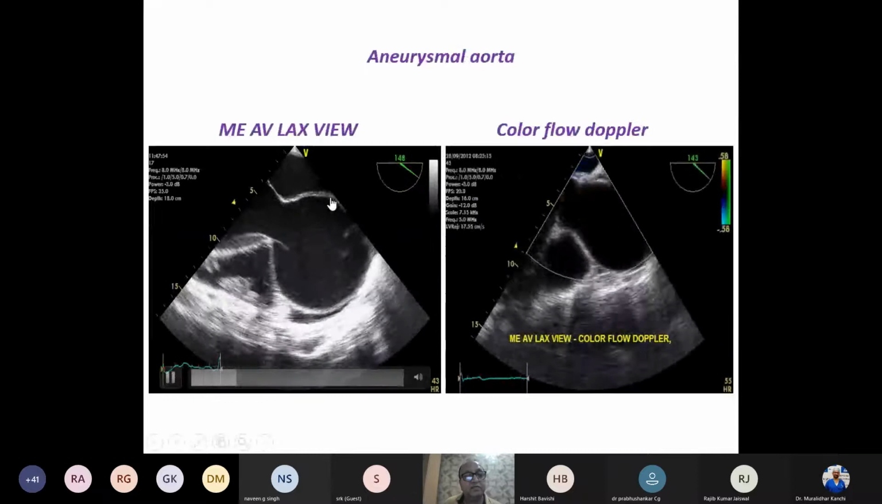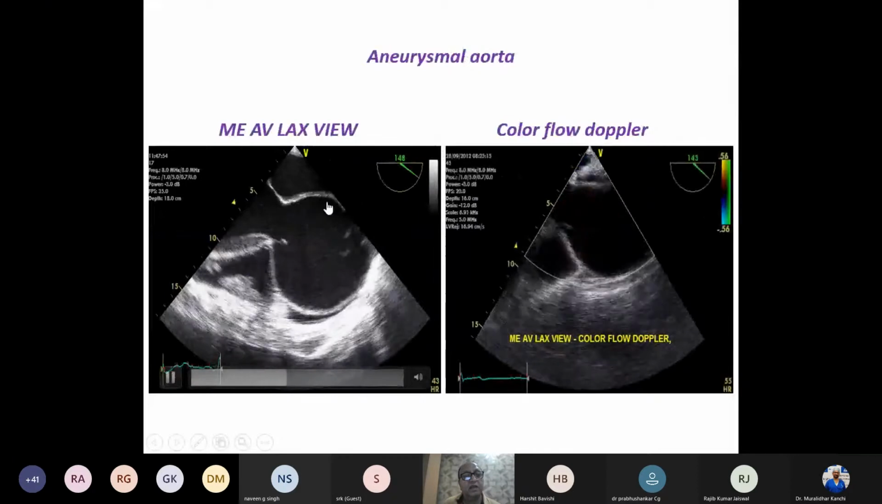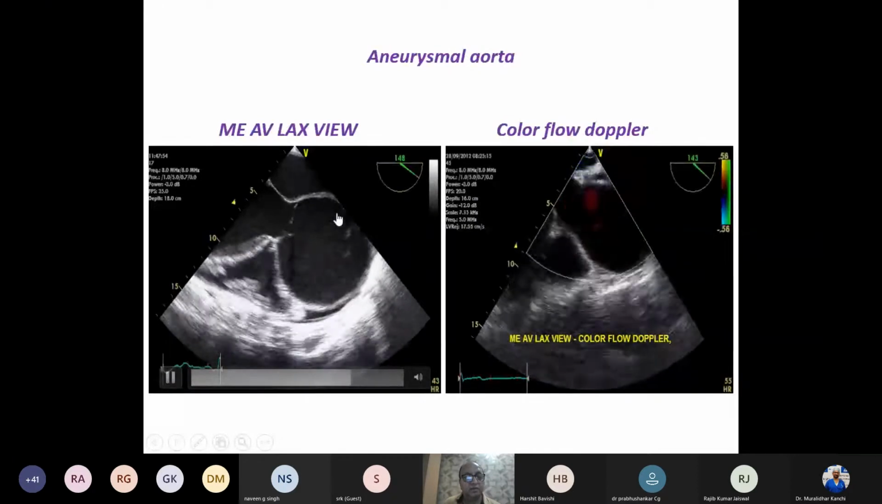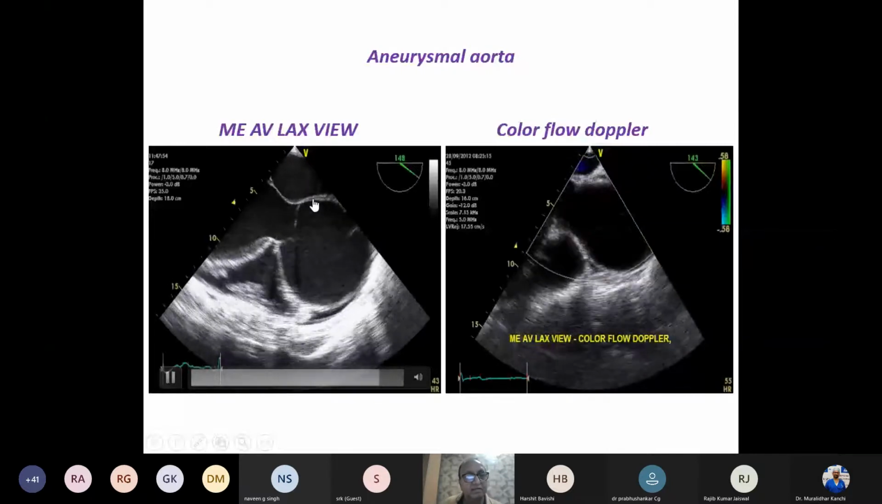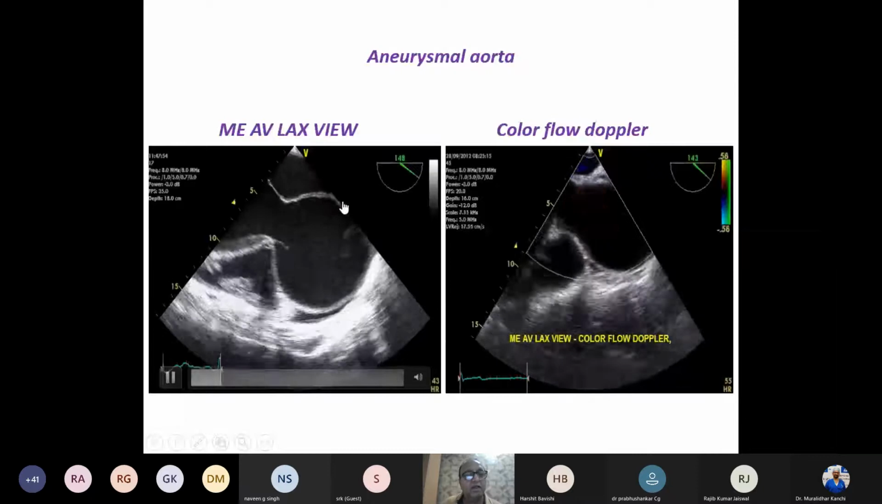Now, this is the mid-esophageal aortic valve long axis. You can see the dilated ascending aorta, the proximal and the mid portion. Important point to be noted here is you cannot make out which is the sinus and which is the sinotubular junction and where the ascending aorta starts.